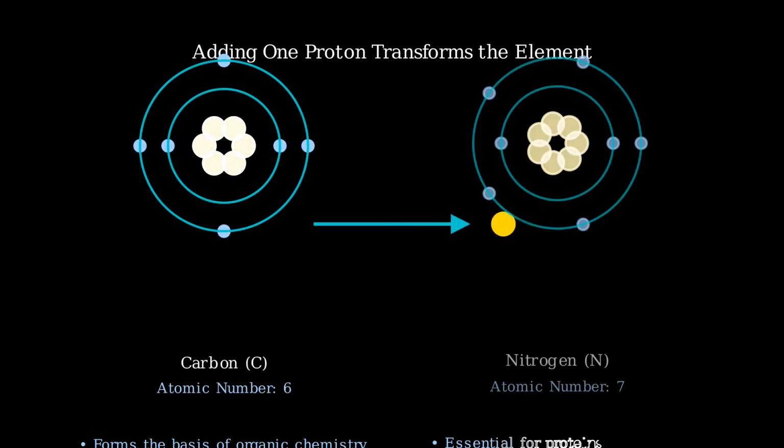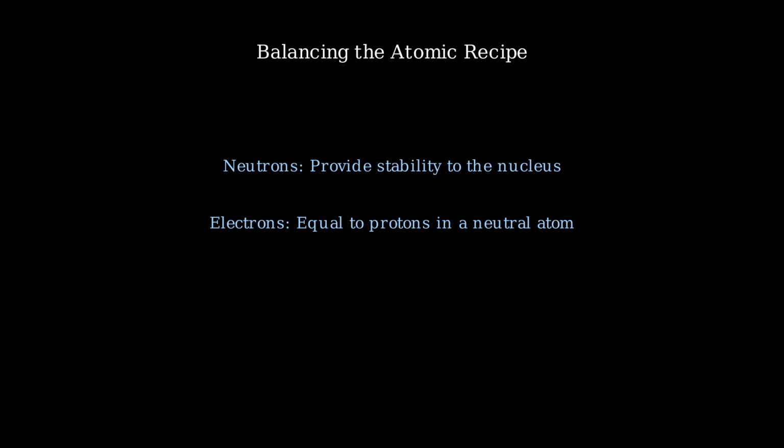By adding just one proton, carbon transforms into nitrogen, with completely different chemical properties. While protons define the element, neutrons provide stability to the nucleus, and electrons equal the number of protons in a neutral atom. The arrangement of electrons in shells around the nucleus determines the chemical properties and behavior of the element.